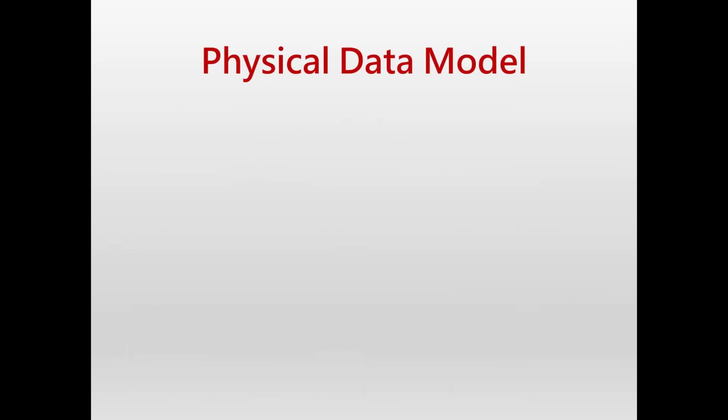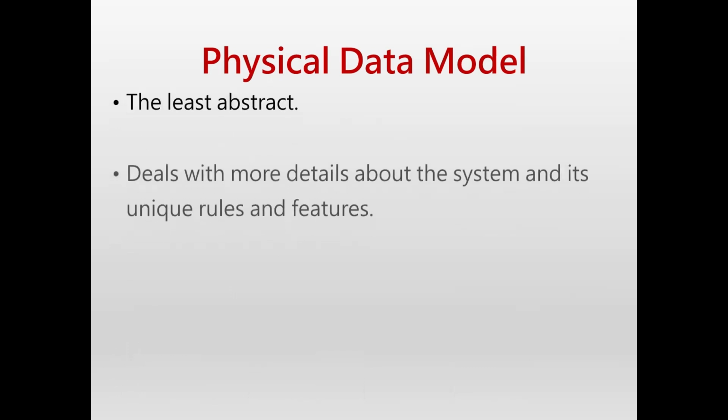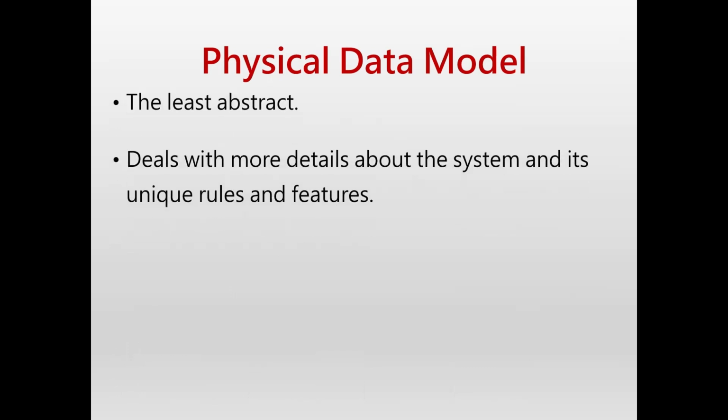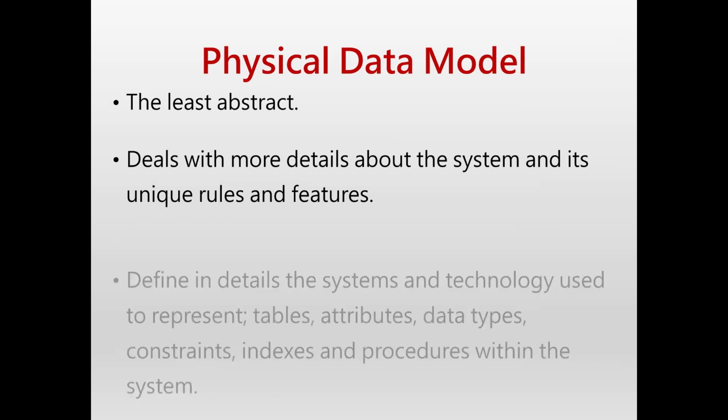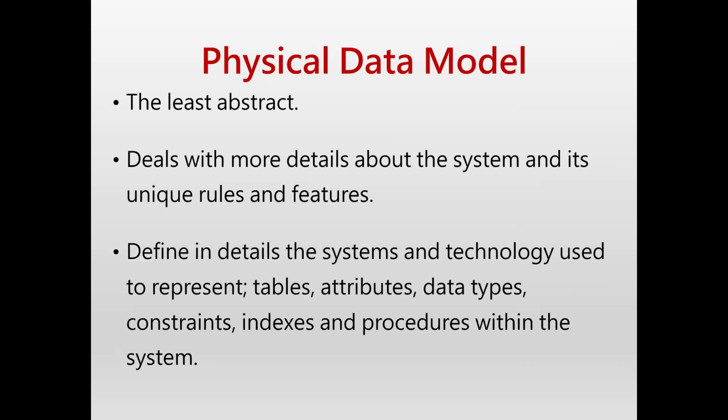After the logical data model, we start to build the physical or the actual data model, where there is less or no abstraction, but there is a high level of details. This is the least abstract model, and it deals with more details about the system and unique rules and features. And it defines in detail the system and technology used to represent tables, attributes, data types, constraints, indexes, and procedures within the system.